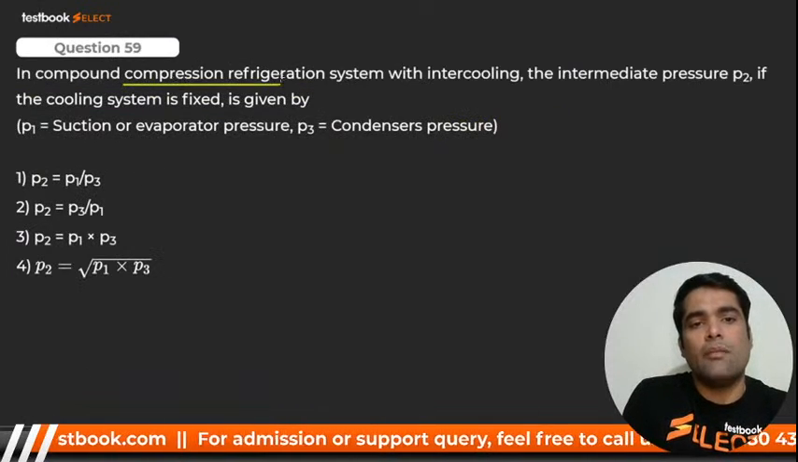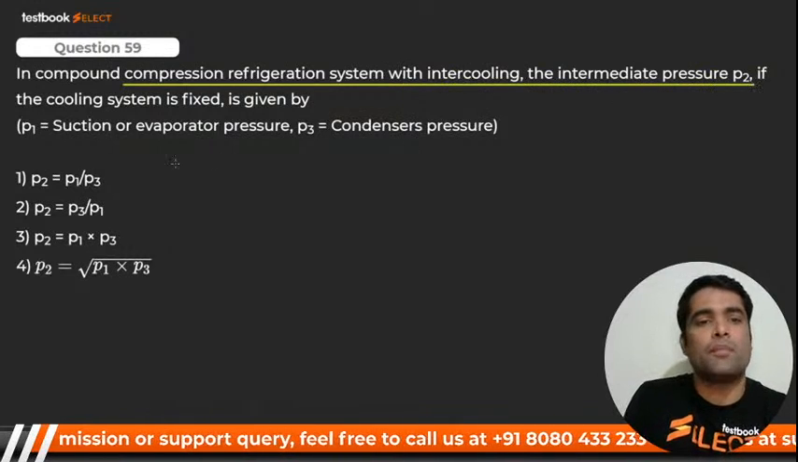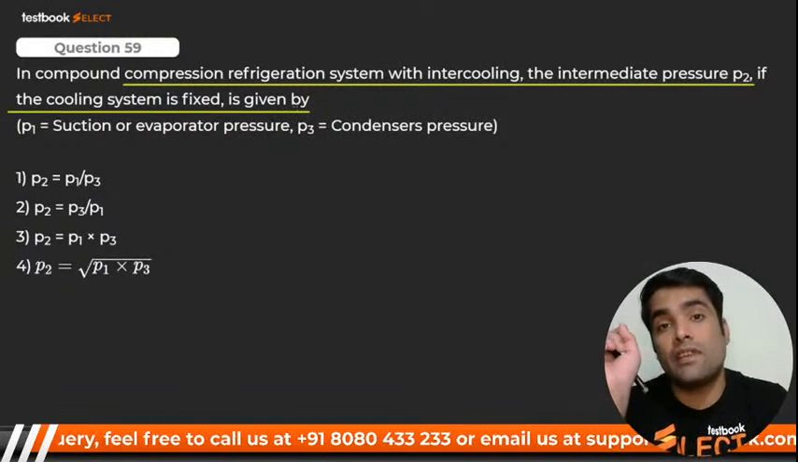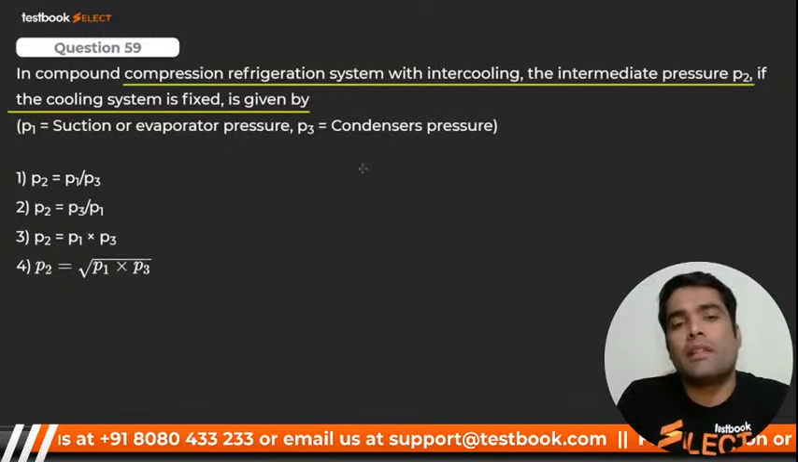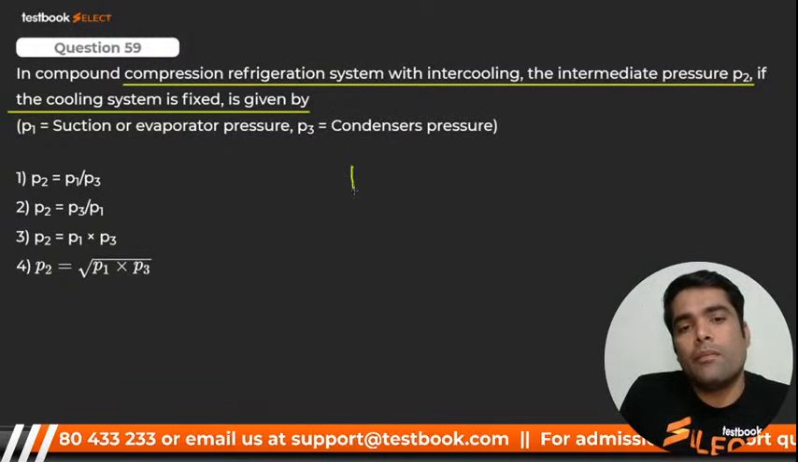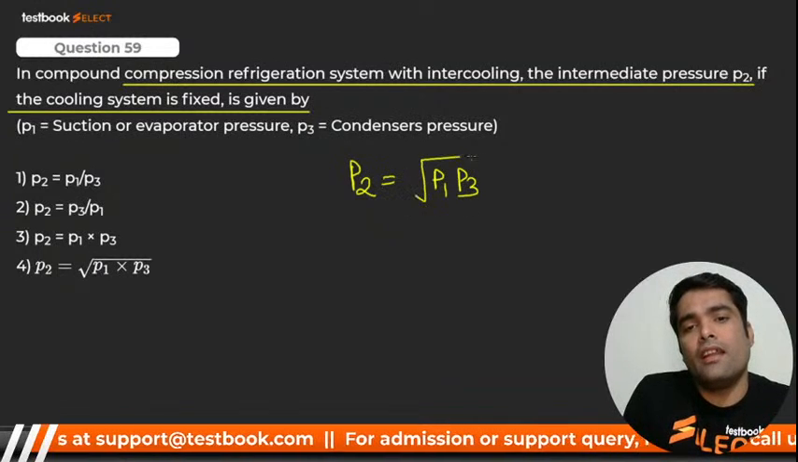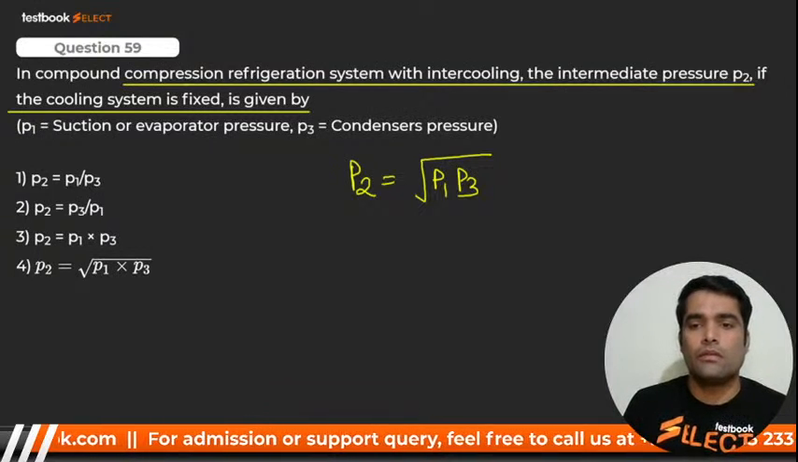In a compound compression refrigeration system with intercooling, the intermediate pressure, if the cooling system temperature is fixed, is given by... You know that if the cooling system is fixed, then the temperature is the same. So what will it be? The intermediate pressure is what? Initial into final, under the root. Right? Very good.